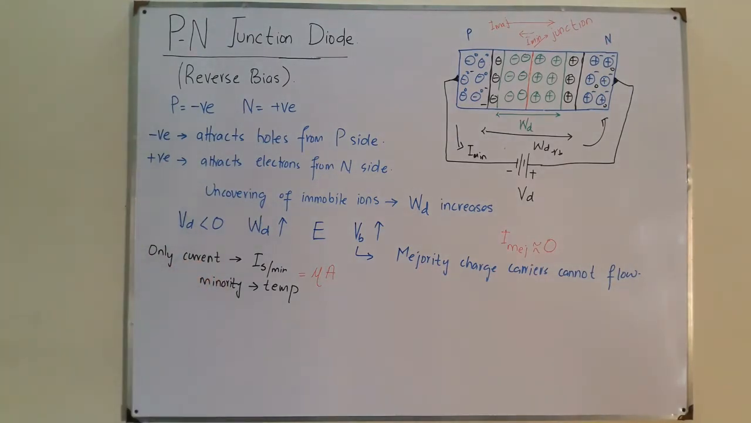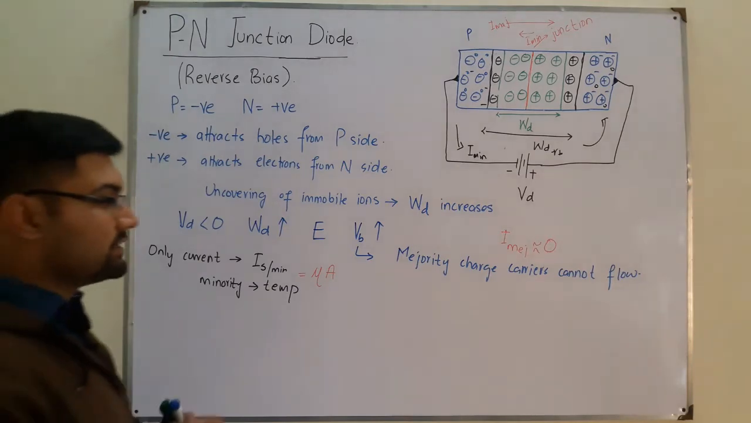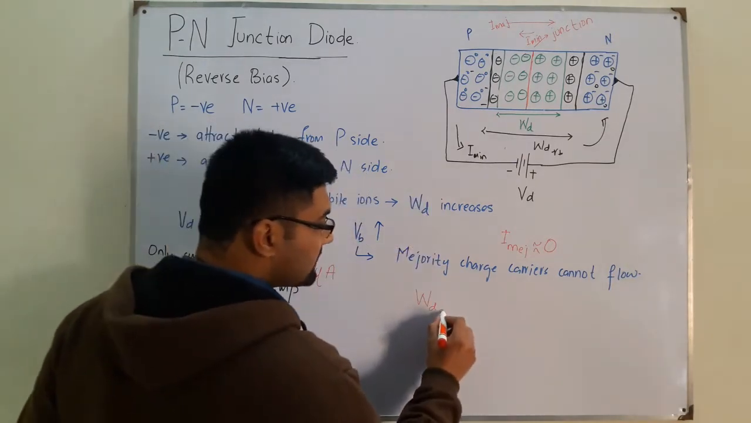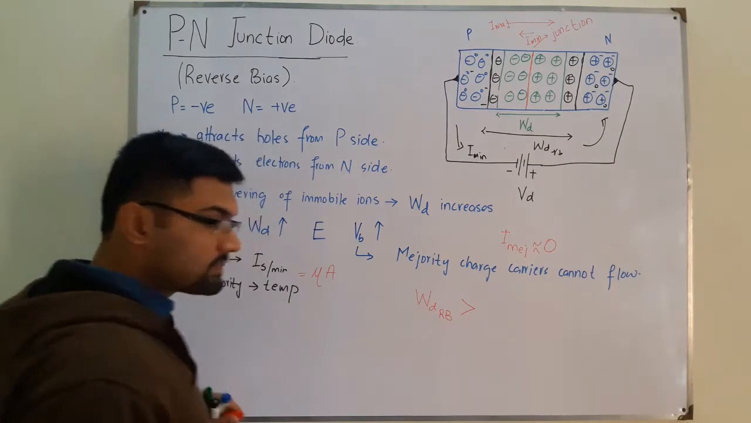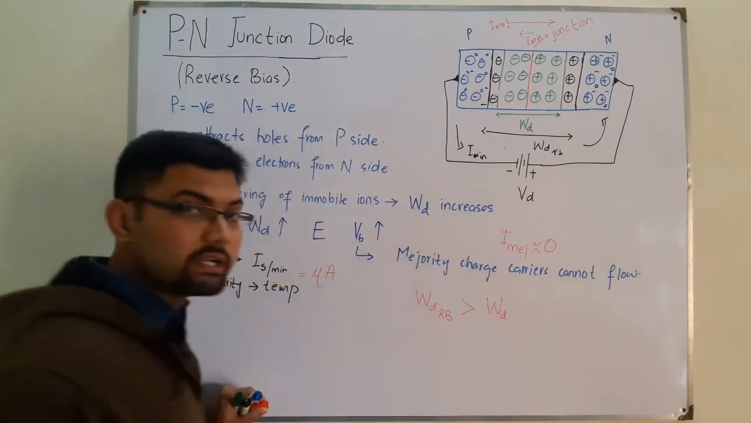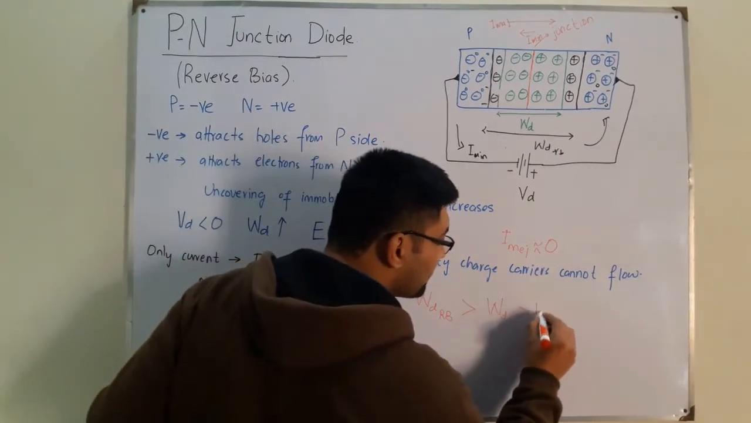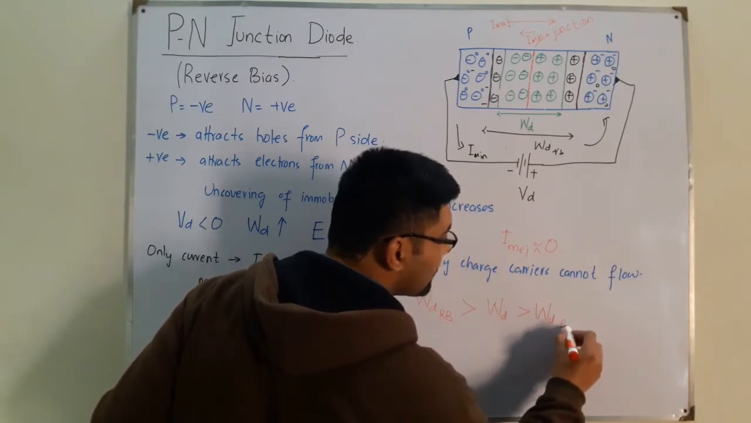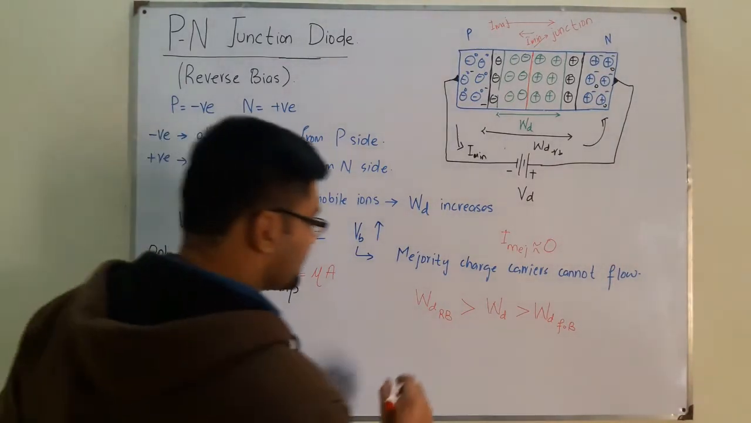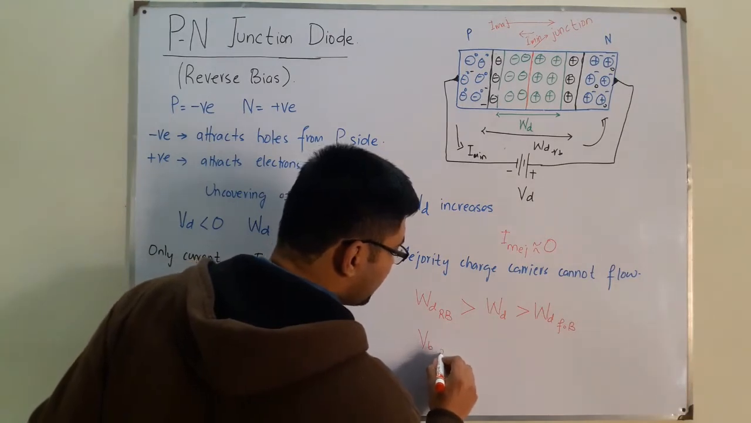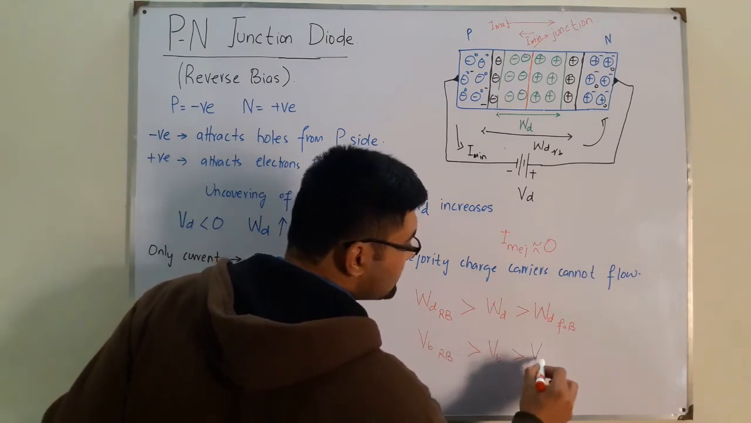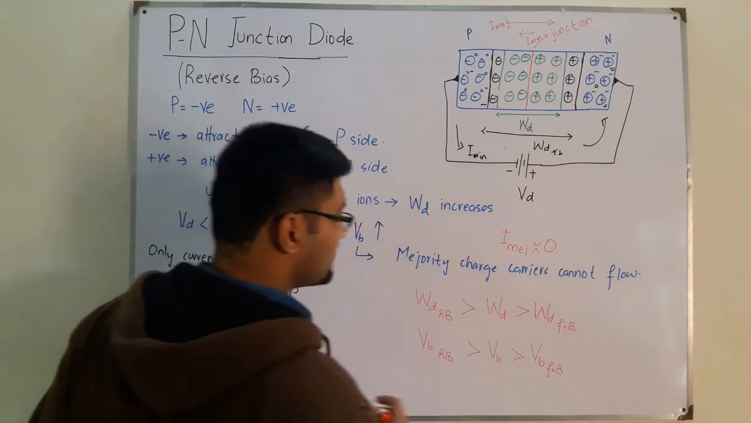Now if I summarize it for you, so what do we have? The width of the depletion region in the reverse bias state is the greatest, right? After this comes the width of depletion region under no bias state, and the least is the width of depletion region in the forward bias state. We have seen this. Similarly, the barrier potential is the greatest for reverse bias state, followed by the barrier potential with no bias, and the least barrier potential exists when this is forward biased.